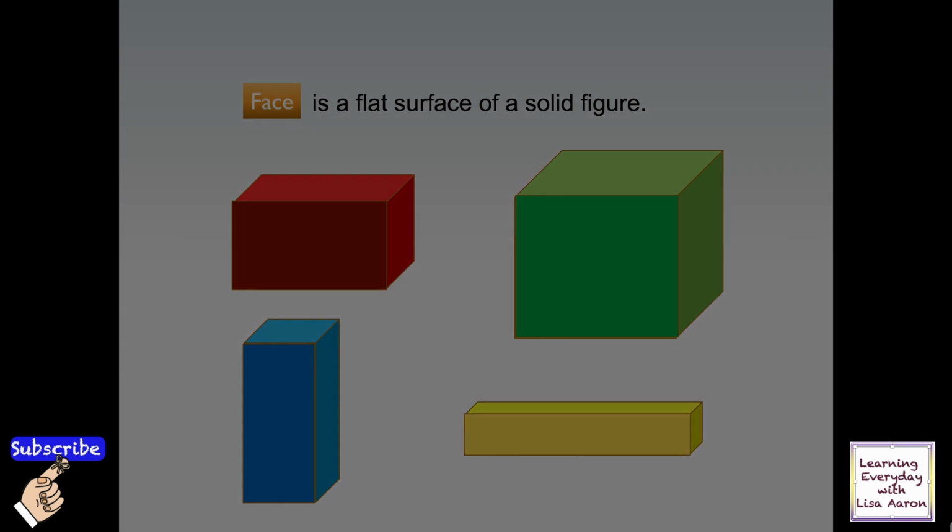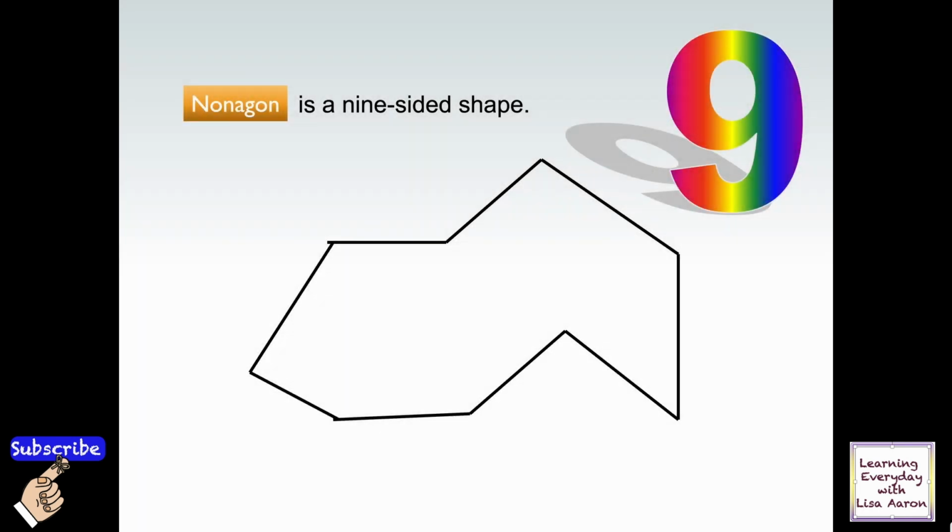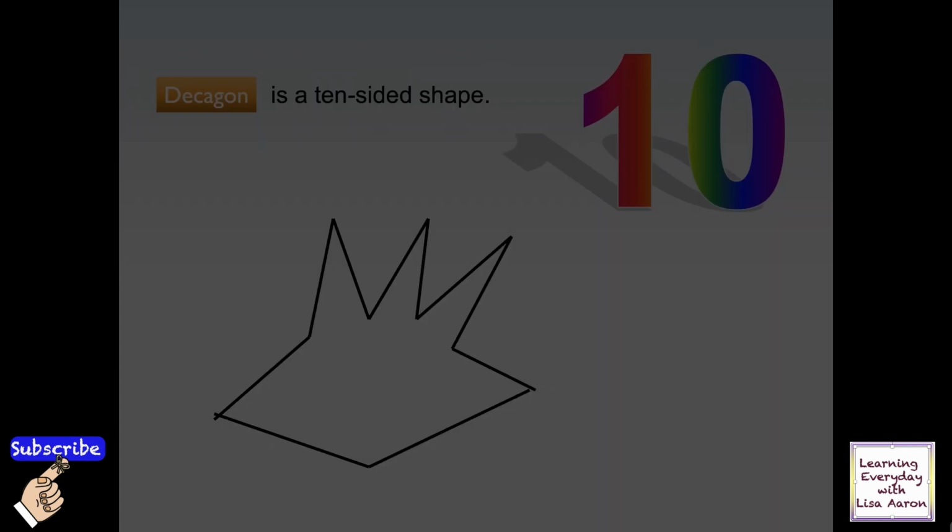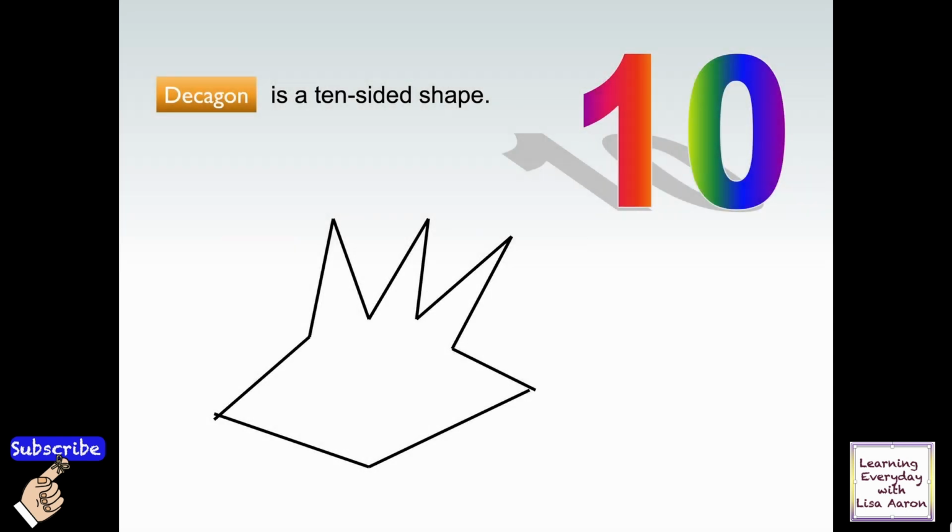The flat sides. Here's a nonagon, a 9-sided shape. Here's a decagon, a 10-sided shape. We got to 10.